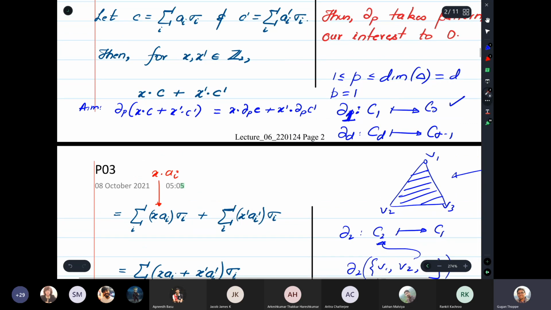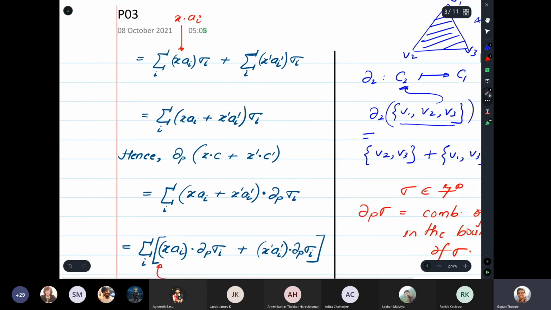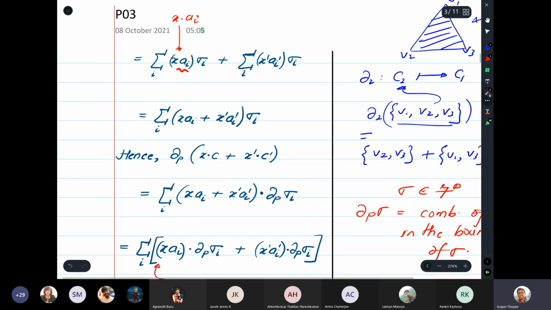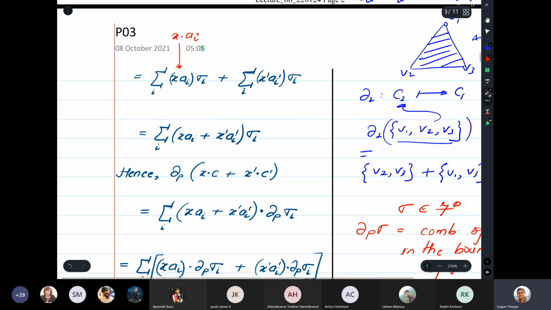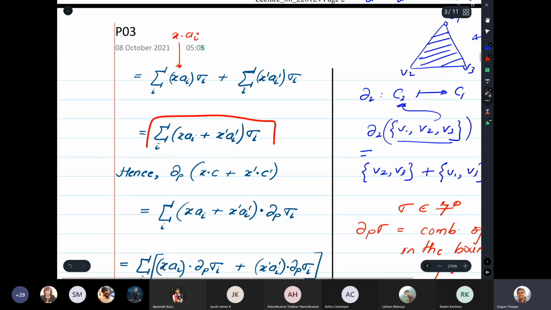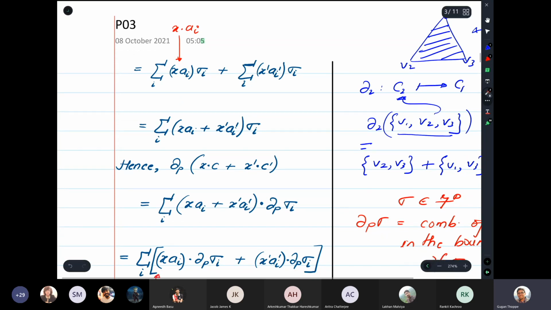Similarly, we have this c', which is the summation of a_i' σ_i, and I'm now going to do a scalar multiplication between x' and c'. We will end up with the summation over i of x' a_i' σ_i. Now I have to do this addition operation. The addition operation is that you take the corresponding coefficients and add them up, so you will end up with x a_i + x' a_i', and you add these terms up to get this final p-chain. So you started off with a linear combination of two p-chains, and this is the final generic representation for that linear combination.